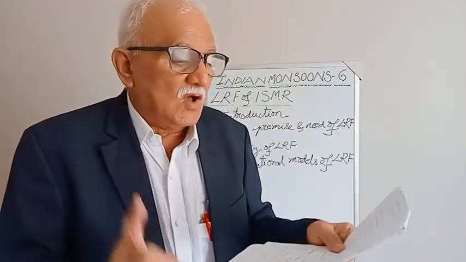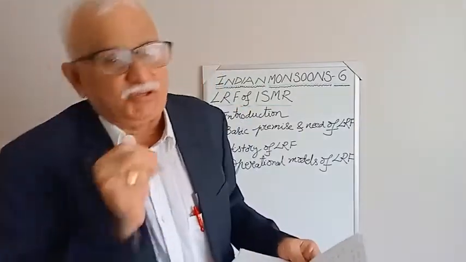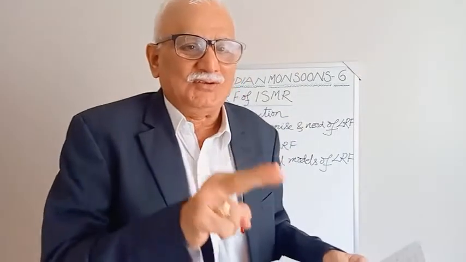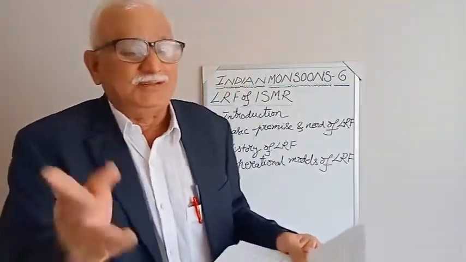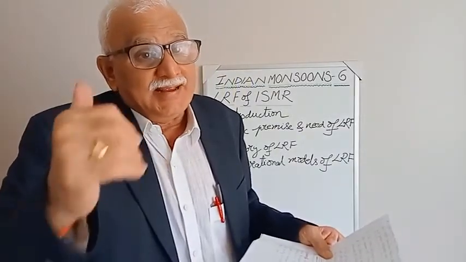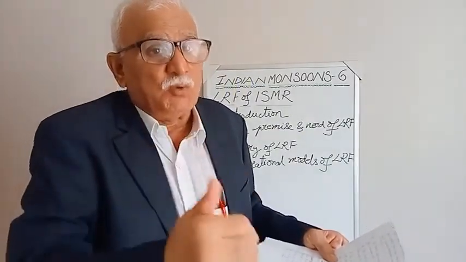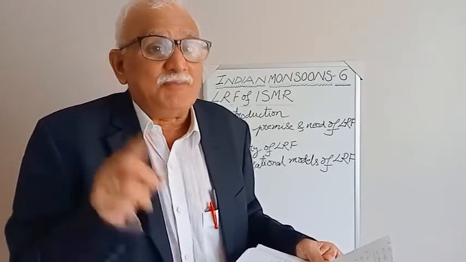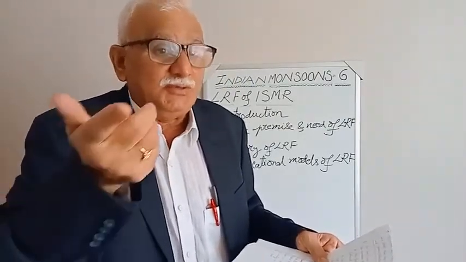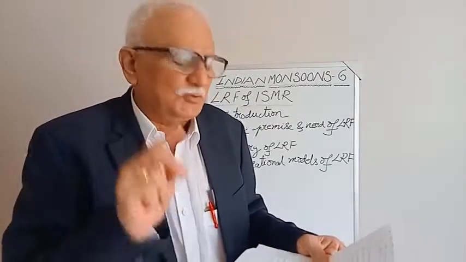Accordingly, the long-range forecasts are issued in 2 stages. Long-range weather forecasts are issued in 2 stages from 2003 onwards. Between 1988 and up to 2002, 16 parametric and power regression models were used. 2003, 2 stages. What are the 2 stages?